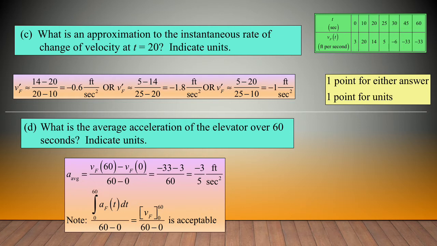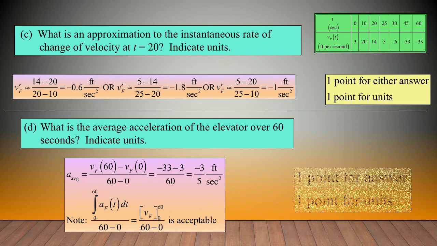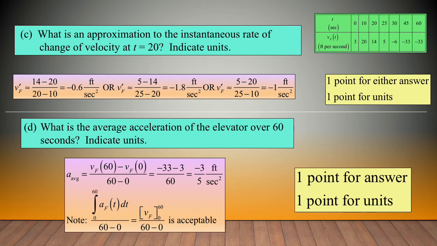Note also that we could think of this in terms of an integral. It would be the average value of the acceleration function. And that would be the integral from 0 to 60 of a of t dt over 60 minus 0. But the integral of a is simply v. So that would be v evaluated from 0 to 60 over 60. And that would give the exact same answer. In terms of grading, again, 2 points. 1 point for the answer and 1 point for the units.